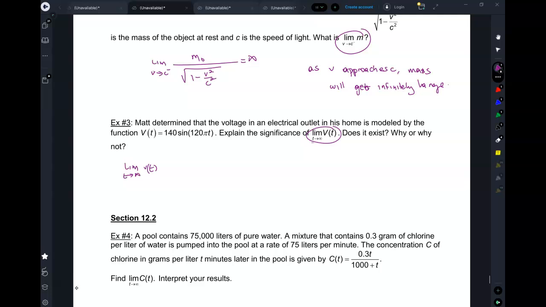Now, you wouldn't need to know all that, right? But what you could say, instead of saying an infinitely long amount of time, is that this represents the voltage in the outlet after a long period of time.